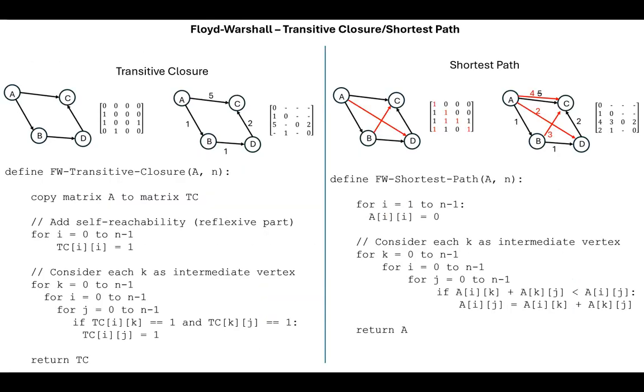So there you have it, how the Floyd Warshall algorithm finds us the transitive closure or the shortest path using quite similar algorithms. Note the dynamic programming design pattern, and if you're reconstructing this, be very careful with the order of the variables.